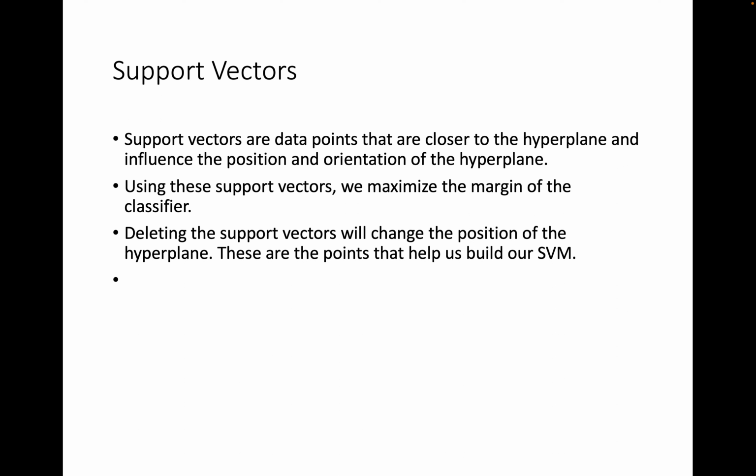Mountains are what we use to divide on a map. The more mountains, the more that mountain is what is going to divide the line and give shape to the line on a map. Similarly here, support vectors are the data points that are closer to the hyperplane and influence the position and orientation of the hyperplane. Understood? Using these support vectors, we maximize the margin of the classifier.